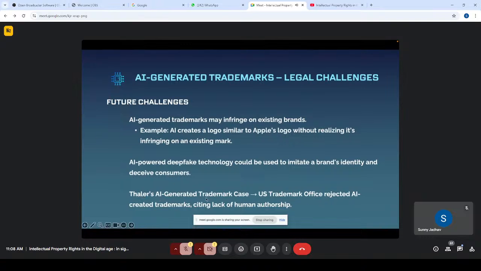The Thaler AI-generated trademark case. It's the same thing with Dr. Stephen Thaler. He had filed a trademark also, but the US Trademark Office rejected AI-created trademarks, citing lack of human authorship. Currently, Dr. Thaler has had his rights granted only in South Africa, but all other countries have rejected it, citing the one legality that there has to be some human authorship, human inventor, human creator.